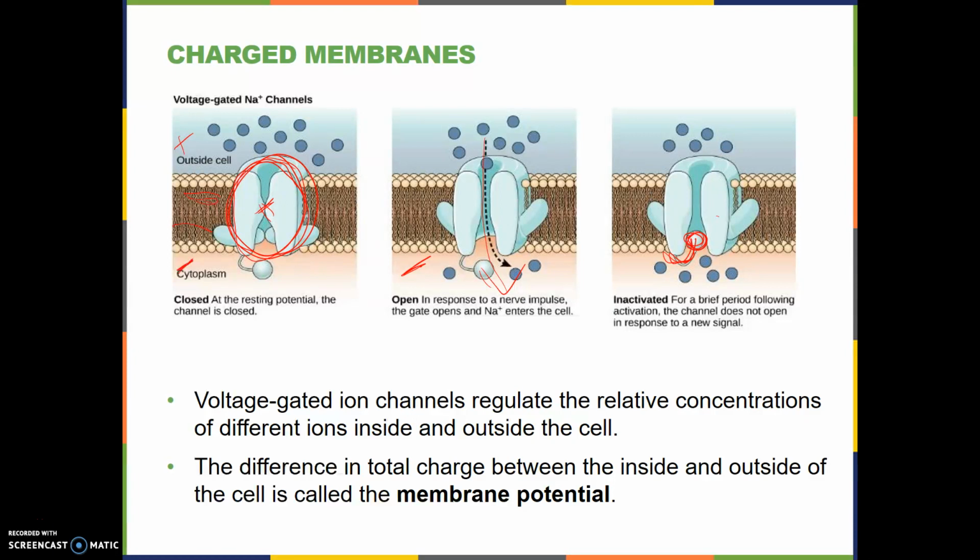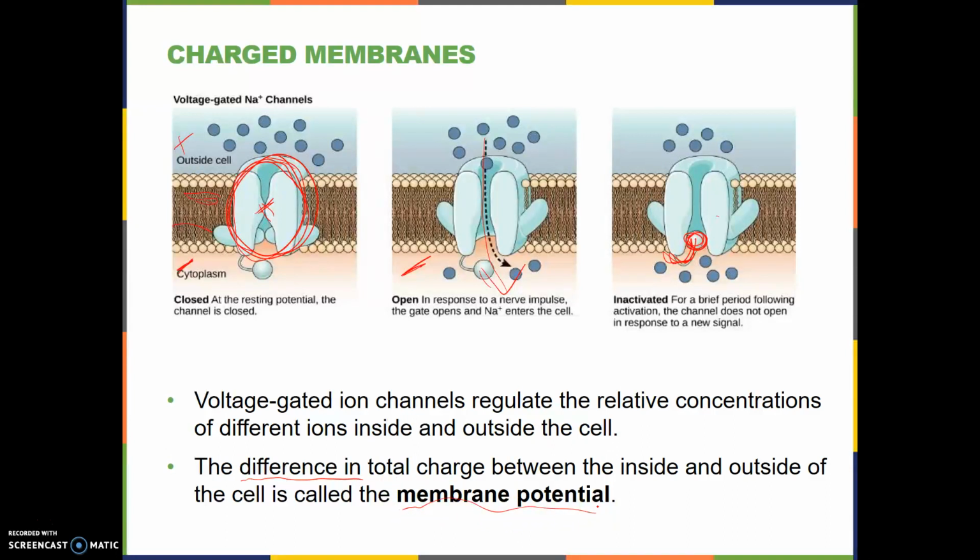So down at the bottom, voltage-gated ion channels regulate the concentrations of different ions inside and outside the cell. And these ions are charged particles, and when charged particles flow, that's electricity. So the flow of ions is the same thing as electricity. It is electricity, and that's what a nerve impulse is. It's just electricity, or flow of ions, that travels down the axon of the neuron. The difference in total charge between the inside and outside is called the membrane potential.